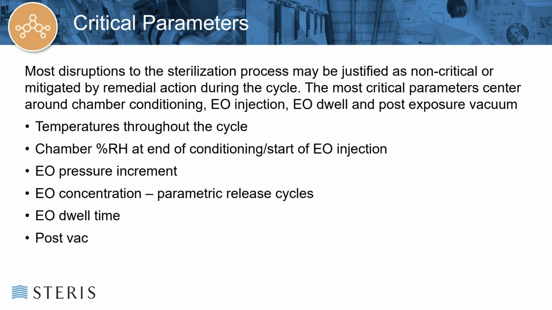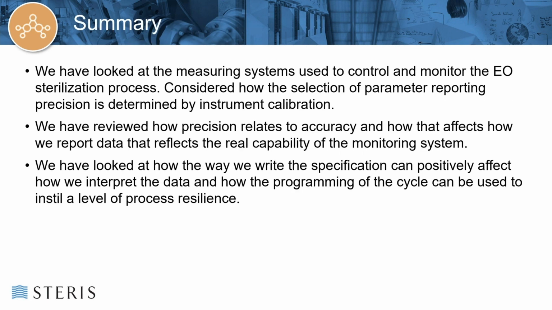So we've looked at the measuring systems that are used to control and monitor the processes. We've considered how the selection of the parameter reporting process precision is determined by the instrument calibration. We've reviewed how precision relates to accuracy and how that affects how we report the data that's reflected in the real capability of the monitoring system. And we've looked at how the way we write our specifications can positively affect how we interpret the data and how programming of the cycle can be used to instill a level of precision resilience.